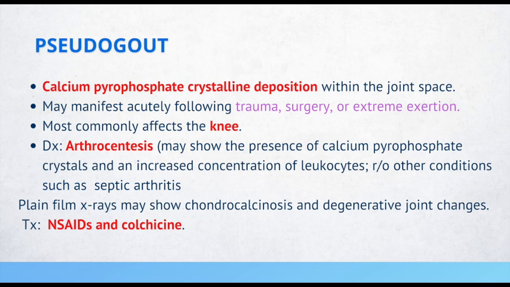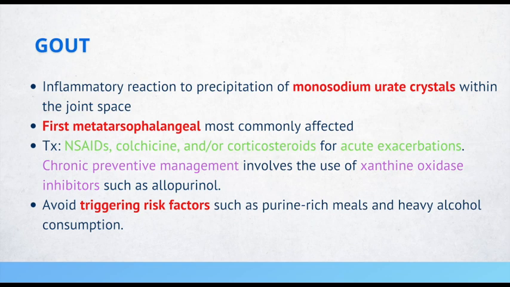So since we just talked about pseudogout, now let's talk about gout. So gout is an inflammatory reaction to the precipitation of monosodium urate crystals within the joint space. It typically affects the first metatarsophalangeal joint. To treat these patients, you want to give NSAIDs, colchicine, and/or steroids for acute exacerbations.